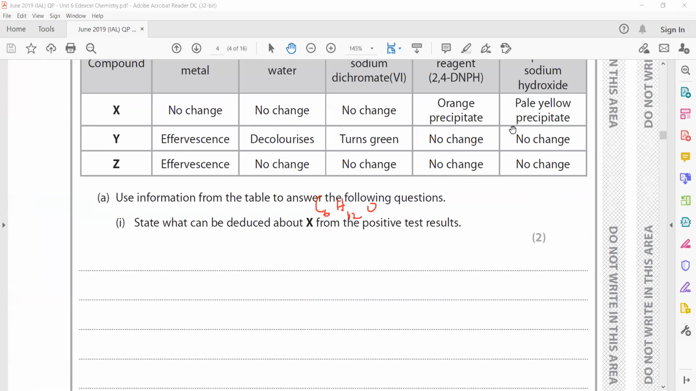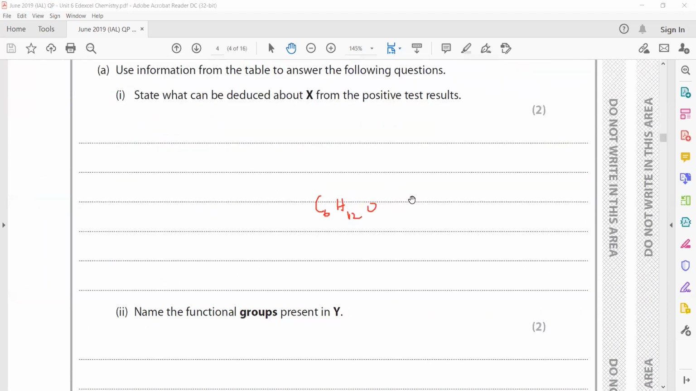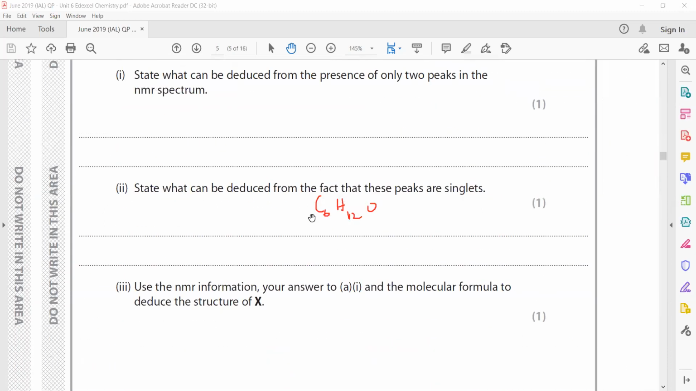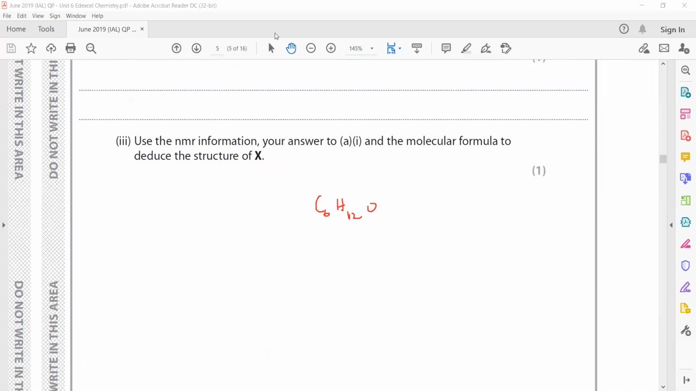And the yellow precipitate shows that next to the carbonyl group there is a methyl group. So when we deduce the structure, first we know C double bonded with O will be there, and next to that will be CH3. So this will give a singlet peak.